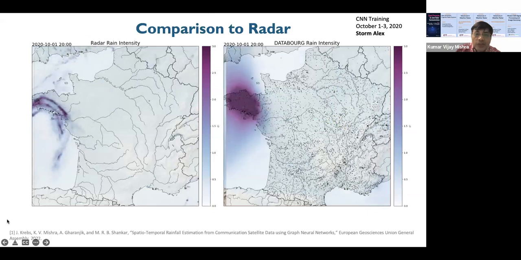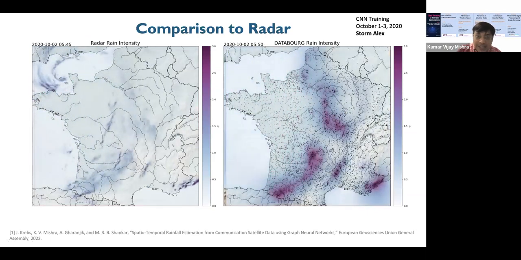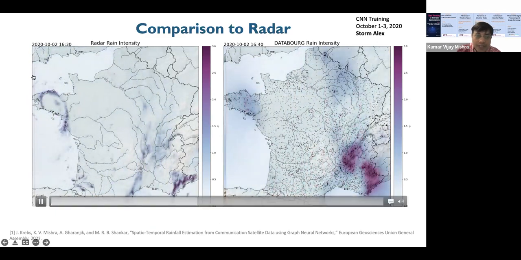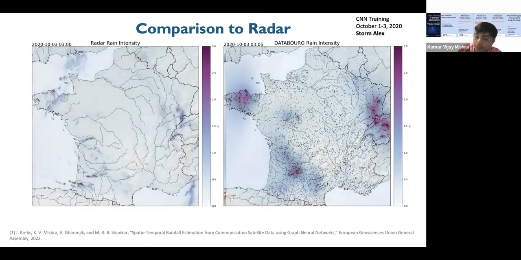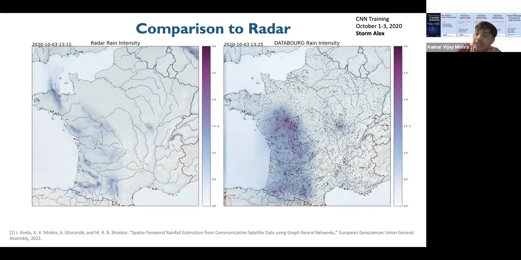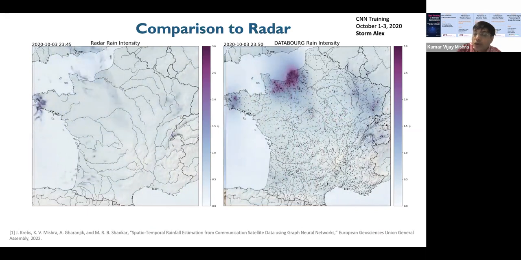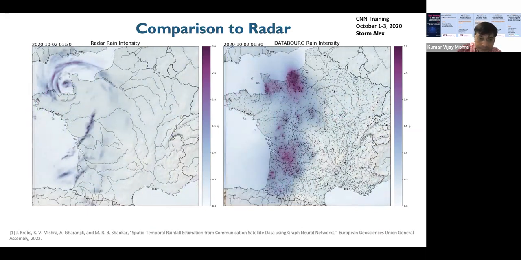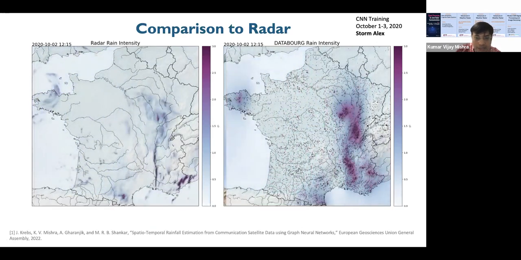And here is a video of one of these storms, again from October 2020. And you see it captures the circulation. So on the left side is radar, right side is what our network is seeing from the communications user terminals. The network has been trained on the radar data earlier. So it captures the circulation, it captures the overall direction of the storm as well as its intensity. So I'll just let this loop finish.